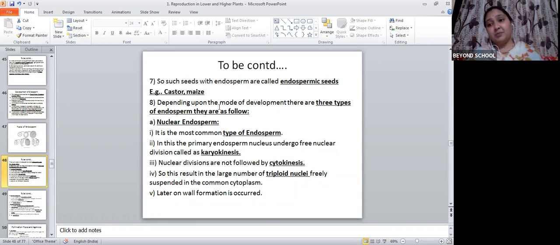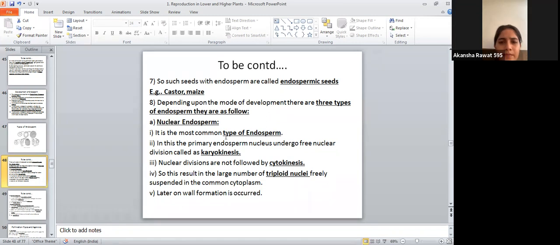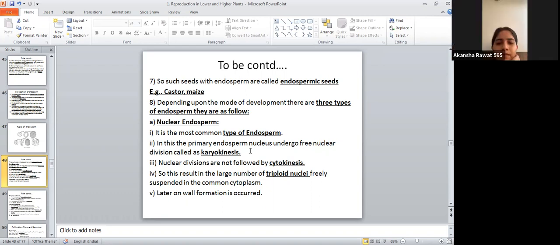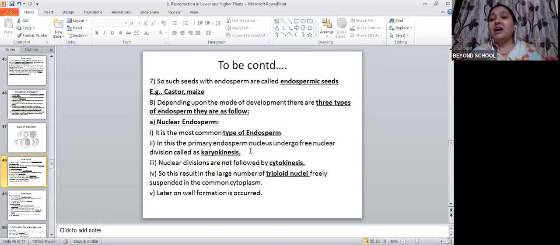Depending upon the mode of development of endosperm, the first type is nuclear endosperm. This nuclear endosperm is one of the most common types of endosperm. In this, the primary endosperm nucleus, meaning the first nucleus which is formed in the endosperm, undergoes nuclear division.